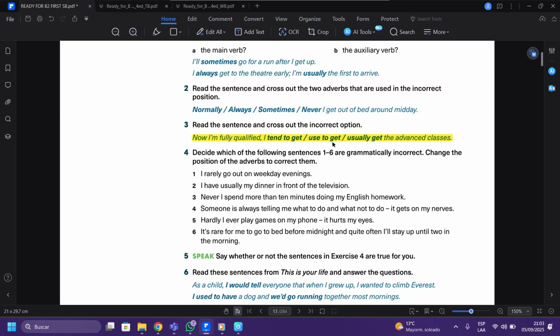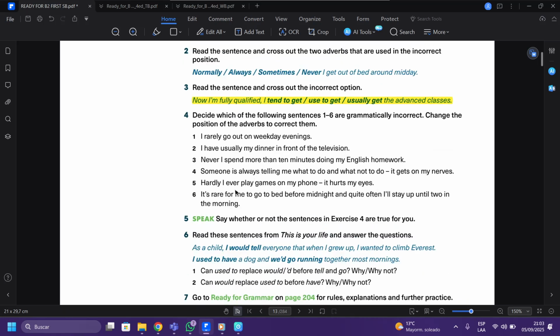Why? Because the correct option would be we used to get. There is missing the letter D, used to get. That is why.